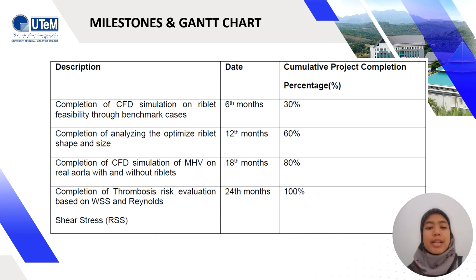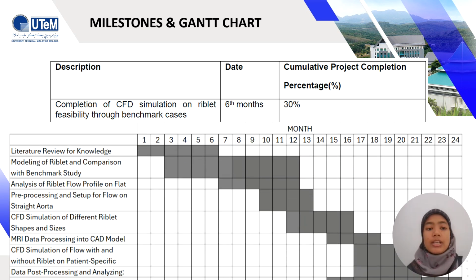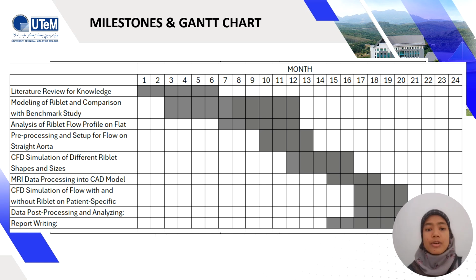Right, this project is planned over a 24-month period. The first 6 months will focus on phase one, and by month 12, we'll start with phase two, followed by phase three in month 18. And finally, by month 24, the thrombosis risk evaluation and full analysis will be completed. This structured timeline ensures progressive validation at each stage. Here is the Gantt chart to keep this project on track and successfully achieve the objective.